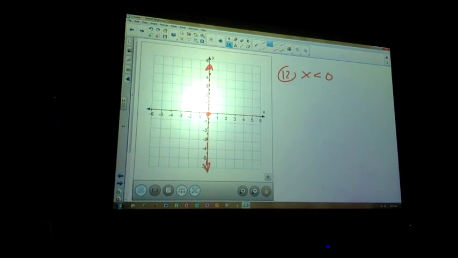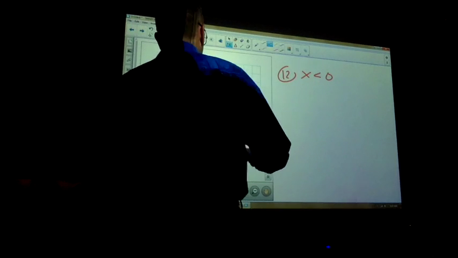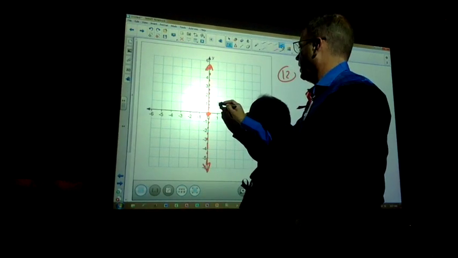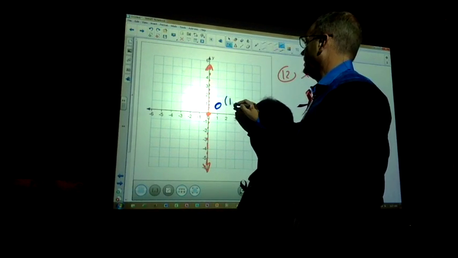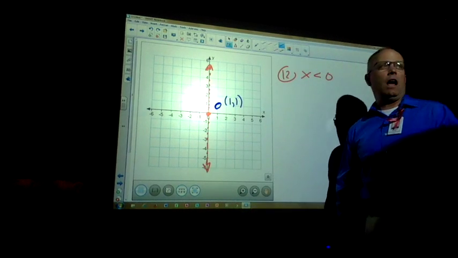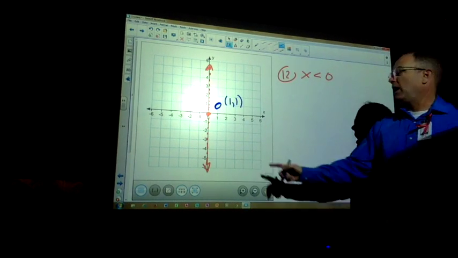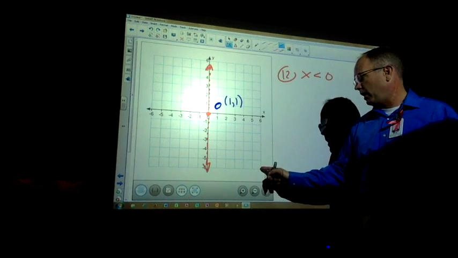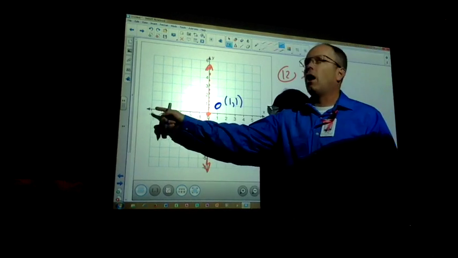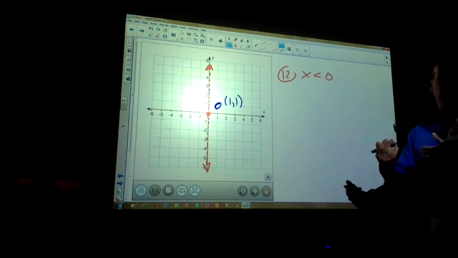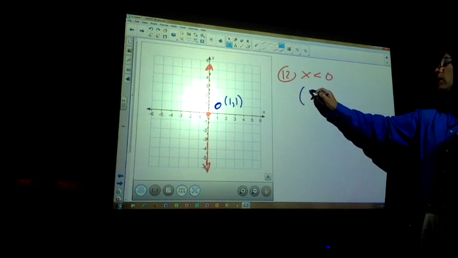Can I use 0, 0? No. Why not? Because it's on the line. So I have to pick a different test point. 1, 1. Okay. 1, 1 seems okay. That's definitely on the right side of the line, agree? Could I pick like, 5, 0? Yeah. Could I pick way down here? Yeah. Could I pick something over here? Uh-huh. But 1, 1 is definitely on the right side of this line. So I'm going to use 1, 1.